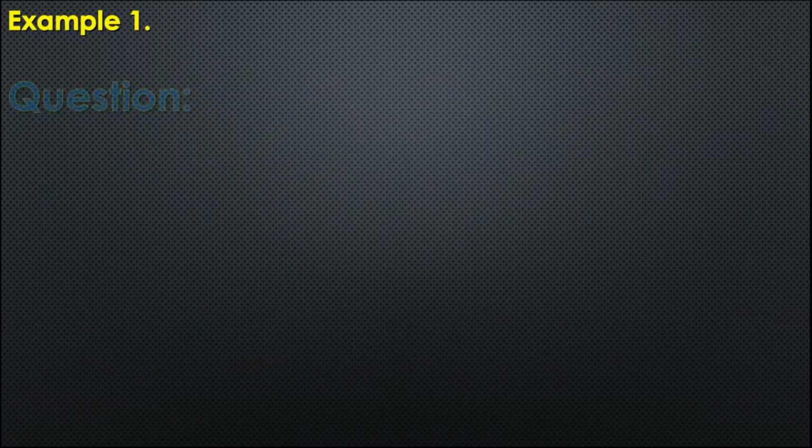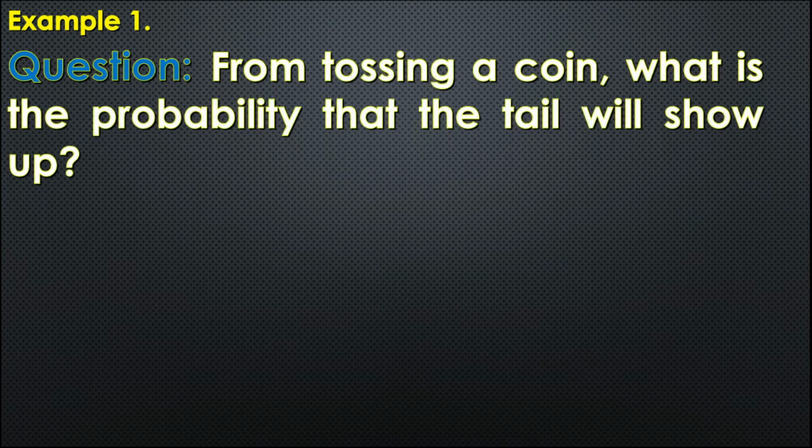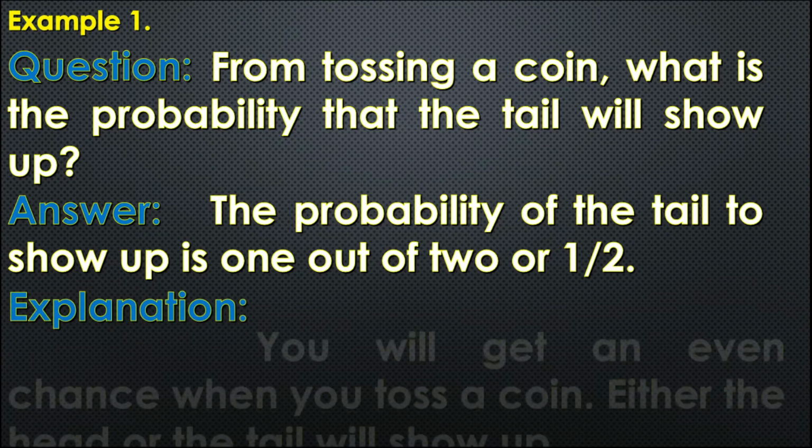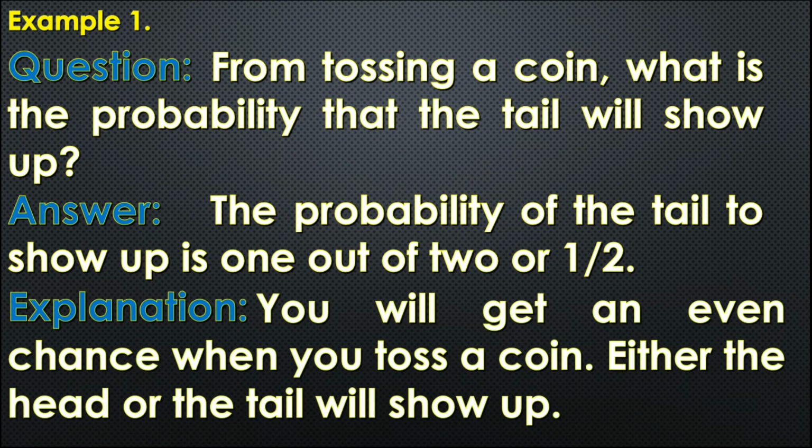Example 1. Question: from tossing a coin, what is the probability that the tail will show up? Answer: the probability of the tail to show up is 1 out of 2 or 1/2. Explanation: you will get an even chance when you toss a coin. Either the head or the tail will show up.